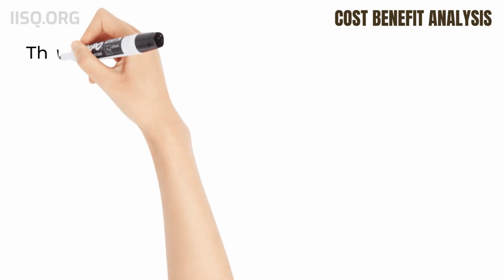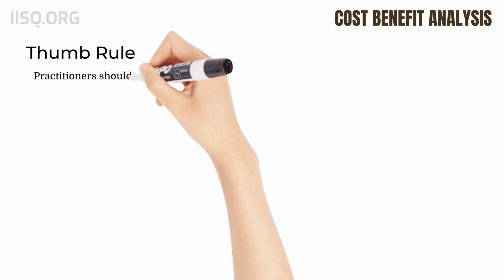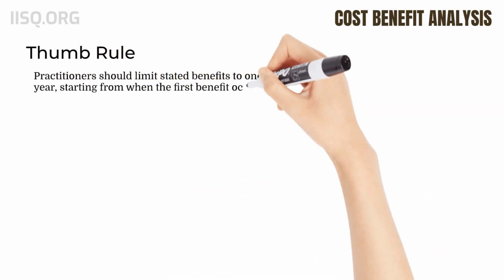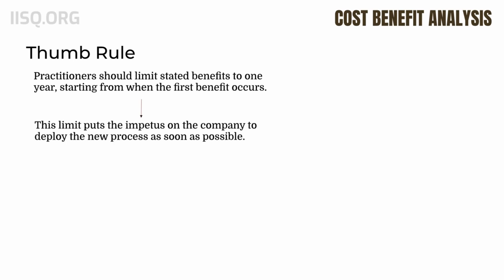Now, we shall understand a few other aspects of cost-benefit analysis. There are some thumb rules for this. While calculating the cost-benefit analysis for a Lean Six Sigma project, practitioners should limit stated benefits to 1 year, starting from when the first benefit occurs. This limit puts the impetus on the company to deploy the new process as soon as possible.